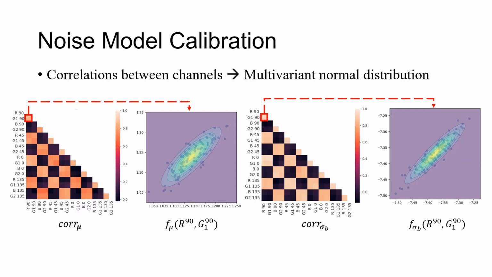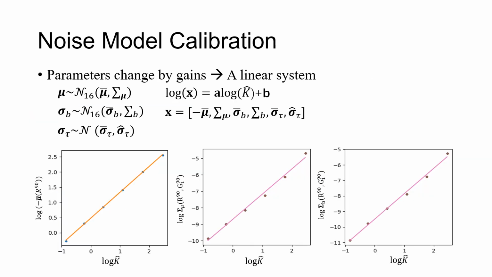Then, by computing Pearson correlation coefficients of parameter samples, the heat maps show that the mu and sigma b of the red and first green channel, and the blue and second green channel, are highly positively correlated, while the other combinations are nearly uncorrelated. From the observation, a multivariate Gaussian distribution is applied to fully formulate the parameter sampling. The model of mu and sigma b is thus formulated with a multivariate Gaussian distribution, and sigma tau is modeled as a 16-dimension Gaussian function.